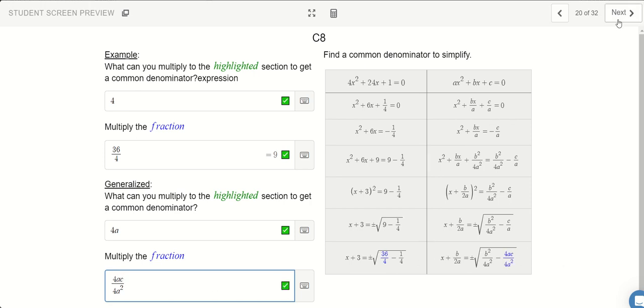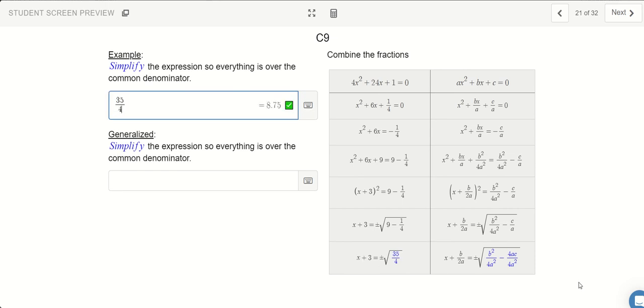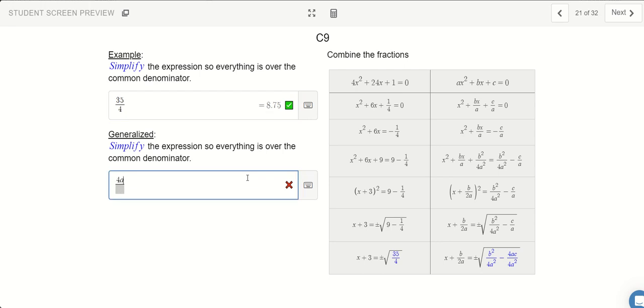All right, now that we have a common denominator, we can combine the terms. So 35 minus 1 would be 35 over 4. And over here, again, we're going to have the same common denominator. And b minus 4ac is going to be b squared minus 4ac. And starting to get closer to what we want, our quadratic formula.